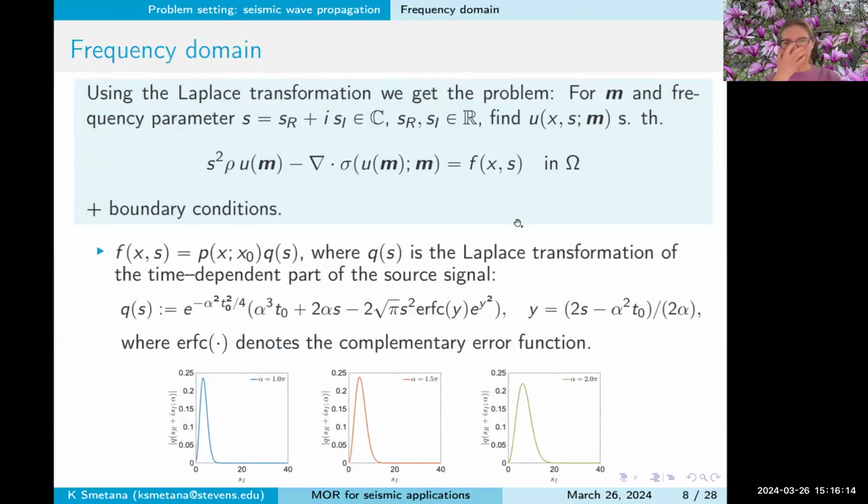And then, as already indicated, we transform everything to the frequency domain, and here we use the Laplace transformation. And what happens to the source? With the source, we directly see what I said earlier: the higher the width, the larger the frequency range you need to look at. You clearly see for the green one that it's larger than for the other ones.